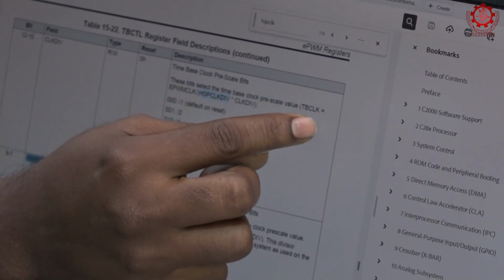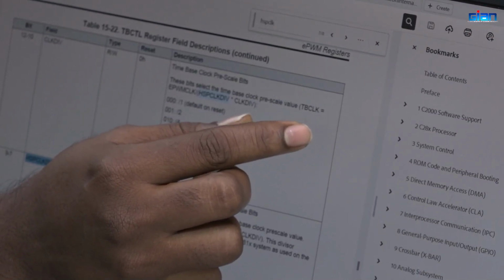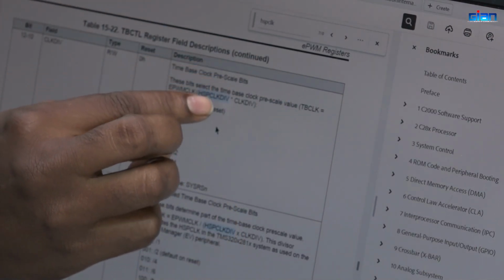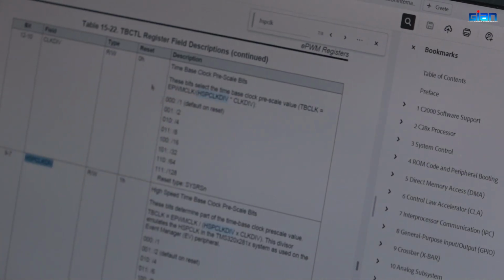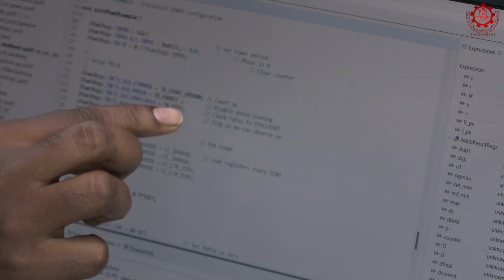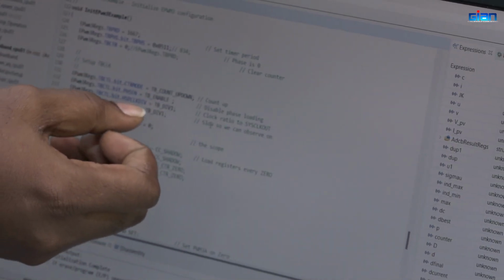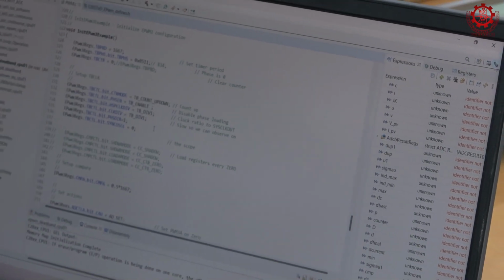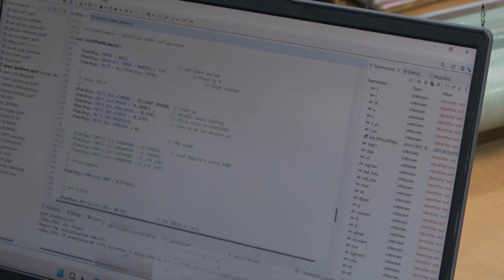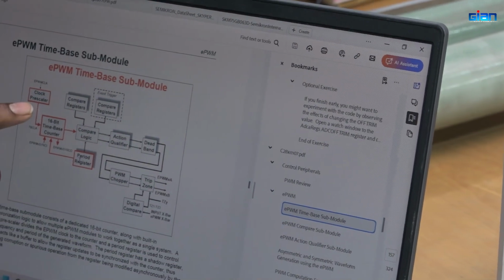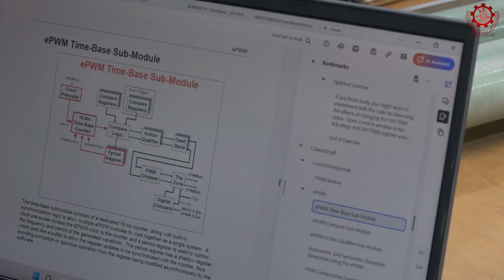This decides the time base clock, that is, at what clock the EPWM should operate. The HSP clock div and clock div are the scaling bits where we can scale. I use clock div 1 and HSP clock div 2, so the clock div will be 1 and the HSP clock div will be 2. From here we are getting a prescaler by using the EPWM clock and the HSP clock div.